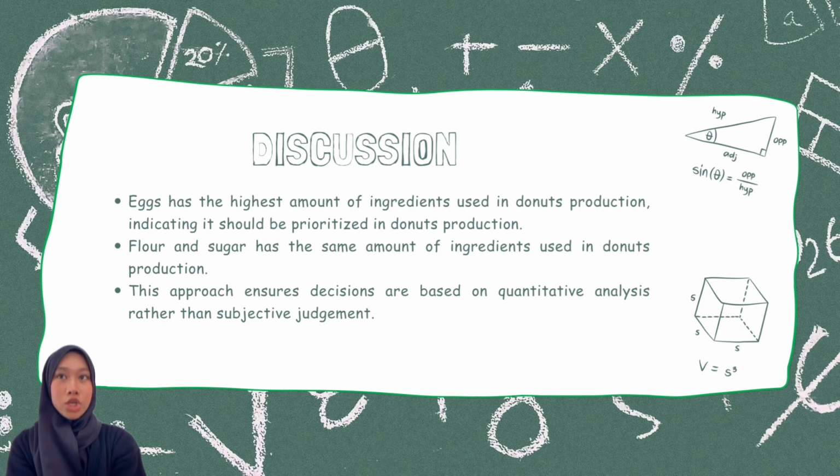For our discussion, we find that egg has the highest amount of ingredients used in donut production, indicating it should be prioritized in donut production. Next, flour and sugar have the same amount of ingredients used in donut production. This approach ensures decisions are based on quantitative analysis rather than subjective judgment.